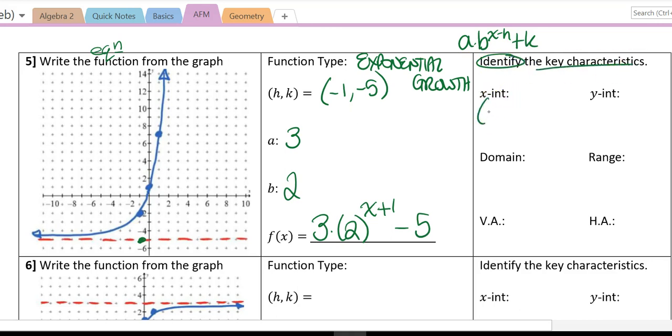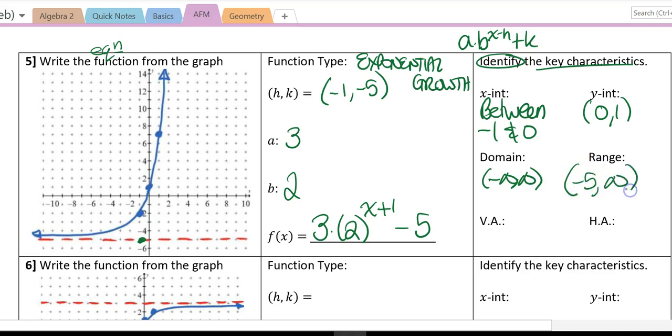Looking at the graph, getting some information, we would identify the key characteristics. Our x-intercept is going to be right here, so that's going to be between -1 and 0. Remember, this is the only function that we have to say between for the x-intercept. Y-intercept is going to be 0, 1. Domain is -infinity to +infinity. Range is going to be from -5 not included up to +infinity. And then vertical asymptote is none, and horizontal asymptote is y equals -5.